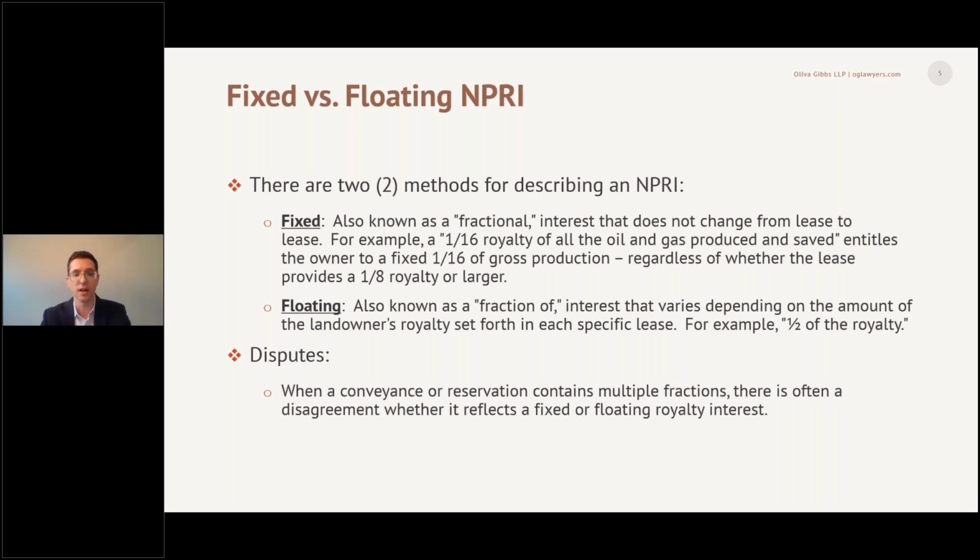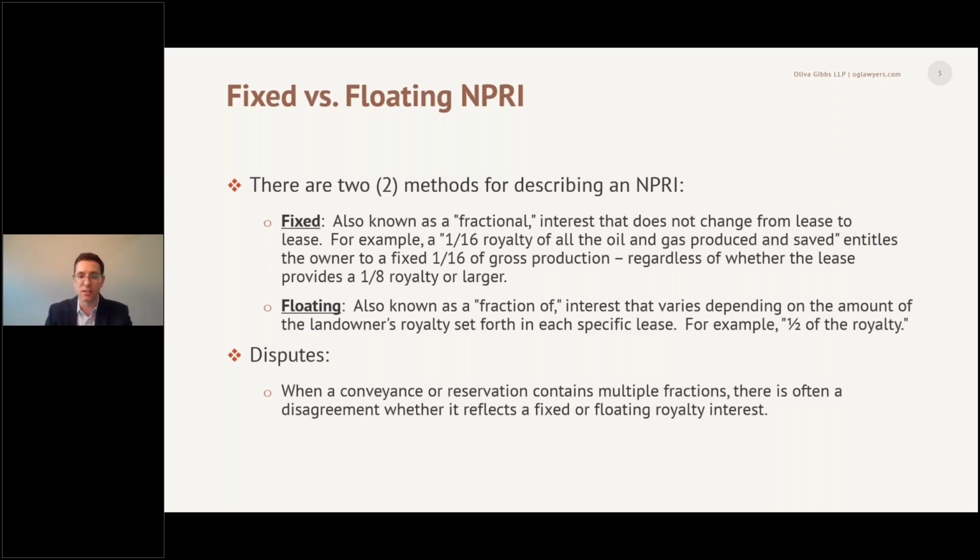1/16th. The other type is a floating, also known as a fraction of interest, and it does exactly what it says. It's going to float or vary depending on the royalty amount in each specific lease. This is commonly expressed in conveyances as 1/2 of the royalty.